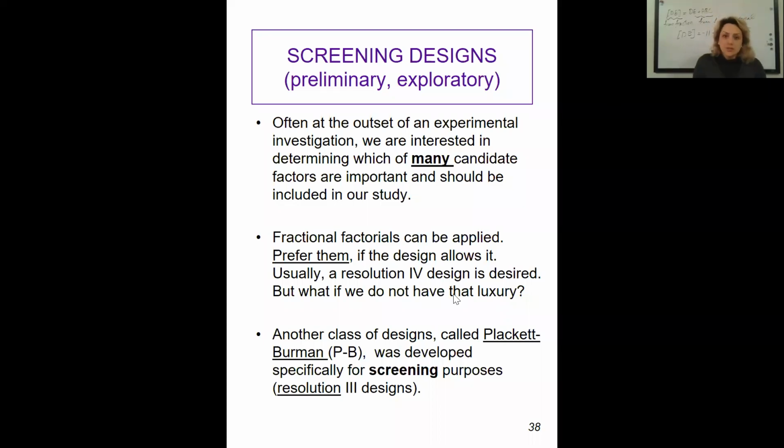Okay, so about the screening designs, most of the time we are interested in determining which of the many factors that we have are important and should be included in our study. Fractional factorial can be applied. We would prefer them if the design allows it, right? Usually a resolution 4 design is desired, but what if we can't afford to have resolution 4, and we would have resolution 3, for example?